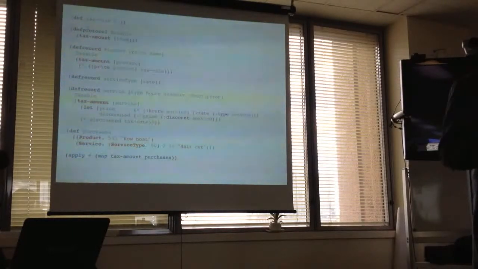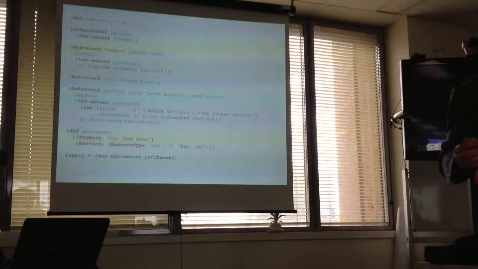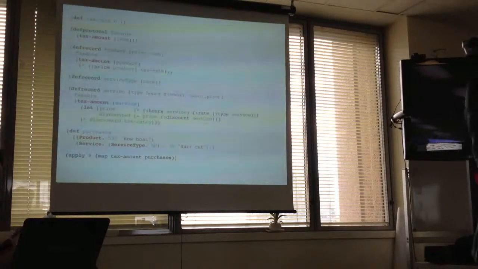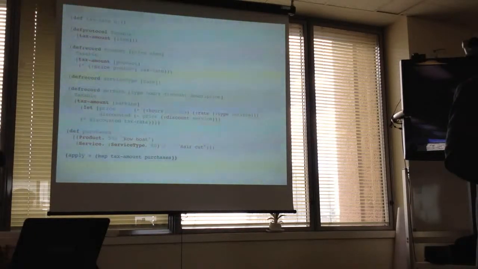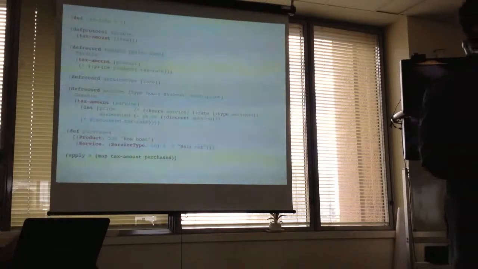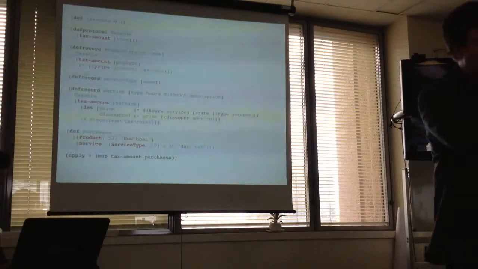So without protocols, if I wanted to do that, I would need to have some kind of tax amount function that is checking the type of its arguments, and you would have to define all of the possible implementations in there, or I would have to define several different tax amount functions, like a product tax amount and a service tax amount. So this basically does the type checking for you. The protocols will dispatch based on the type of the first argument. So you've got the implicit first argument, which is the object itself.